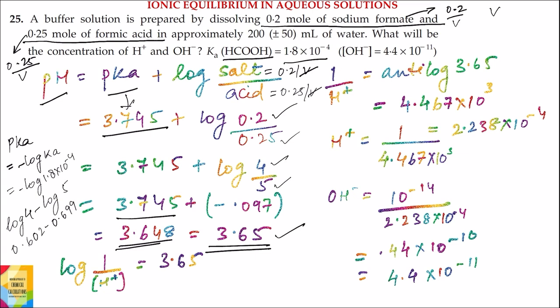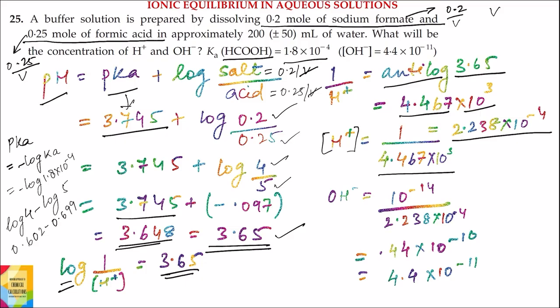Now pH is minus log H plus concentration, or it can be written as log 1 by H plus, which is equal to 3.65. So 1 by H plus will be antilog 3.65. Antilog 3.65 is 4.467 into 10 to the power 3. So H plus ion concentration will be 1 divided by 4.467 into 10 to the power 3, which is equal to 2.238 into 10 to the power minus 4. So this is the H plus ion concentration. Now H plus ion concentration multiplied by OH minus ion concentration is equal to 10 to the power minus 14.